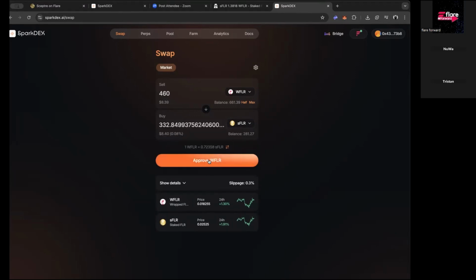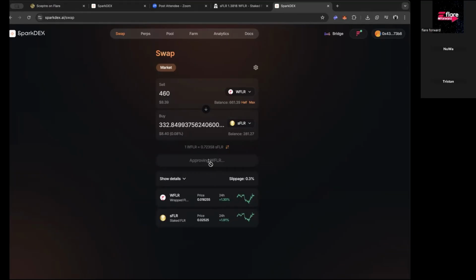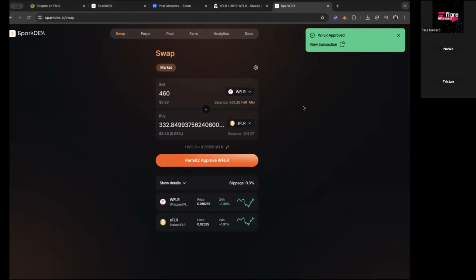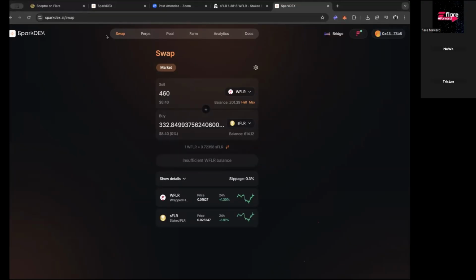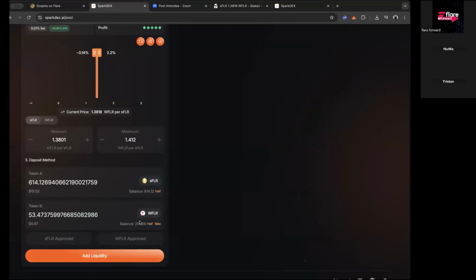Okay, so you're going to approve. I think it's two transactions. And we're doing the balanced amount exactly? I don't know yet. We might need to rebalance again, but this will give us a good entry. So approve the second transaction. Perfect. Now go back to the other tab with the other Spartdex. Press max under SFLR. Gotcha. Okay, so then add liquidity.